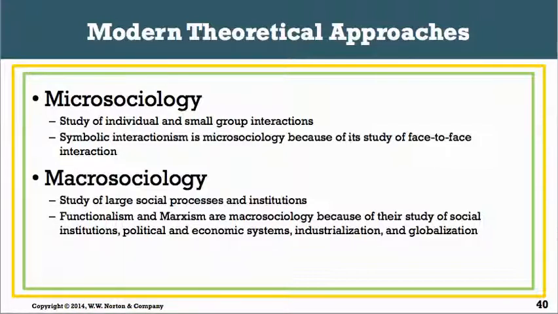into microsociology and macrosociology. So microsociology, micro means something small, so it's the study of individual and small group interactions. Symbolic interactionism is microsociology because of its study of face-to-face interaction. Macrosociology is the study of large social processes and institutions. So functionalism and Marxism are macrosociology because of their study of institutions, political and economic systems, industrialization, and globalization.